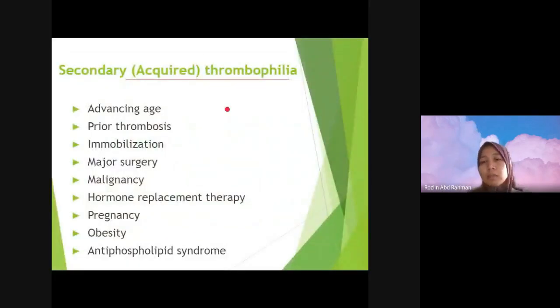And then selalunya this is most common sikit lah compared to yang primary. Okay, secondary ataupun acquired thrombophilia. Okay, probably because of advancing age, bila kita makin berumur, kita punya blood flow pun the valving, the pumping efficiency berkurangan. Okay, so there's a risk of stasis, kita tak banyak gerak. Okay, prior thrombosis, pernah ada history of thrombosis before this, gives you the chance of higher thrombosis formation. Immobilization, you tak banyak bergerak.